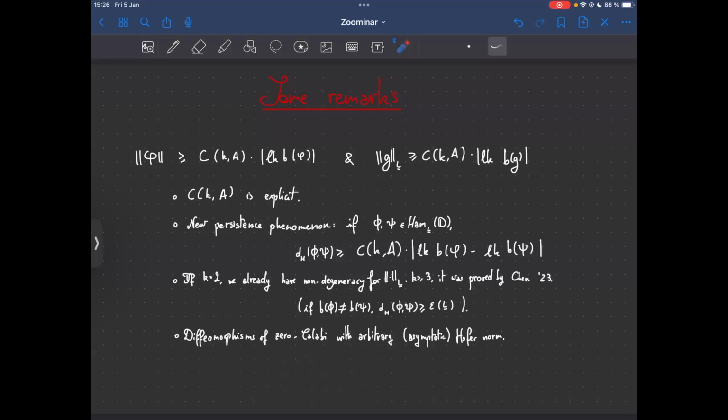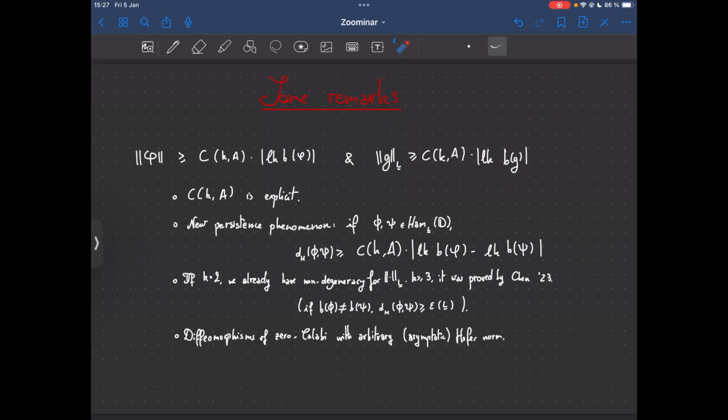Non-degeneracy was proved by Chen last year in September. He proved that if two diffeomorphisms in Ham of D define different braids, then the Hofer distance is bounded from below by a constant which only depends on the Lagrangian link. However, that is a very rough estimate in general.